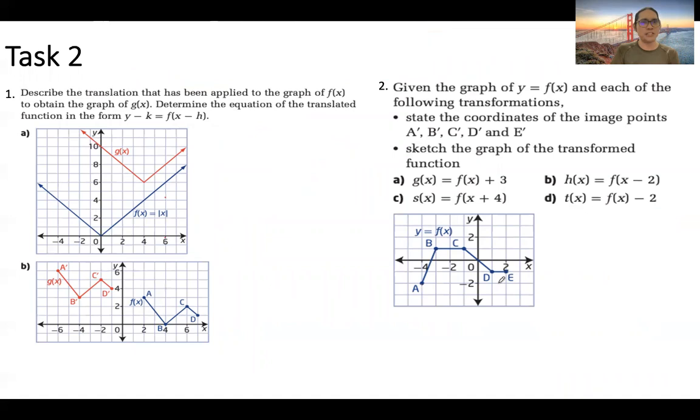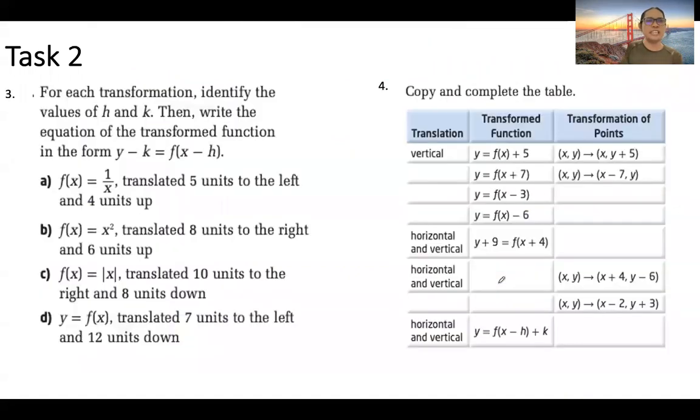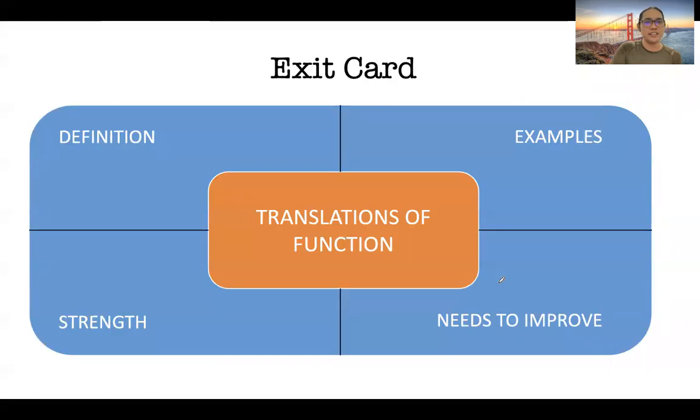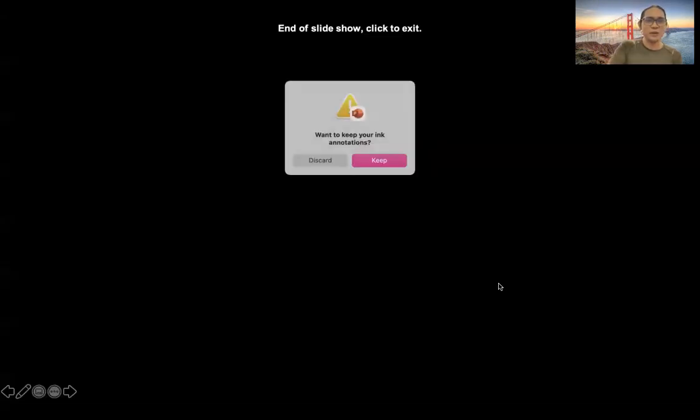So you'll do the task number 2, then do the homework, then do the exit card rather. And of course, you can submit it online. Then we call it a day.